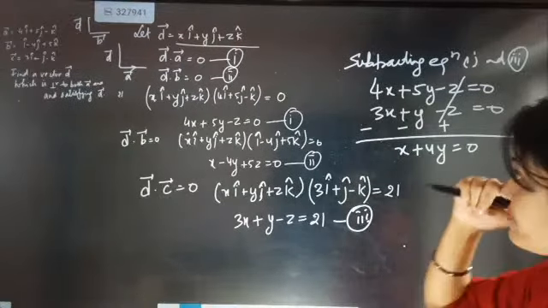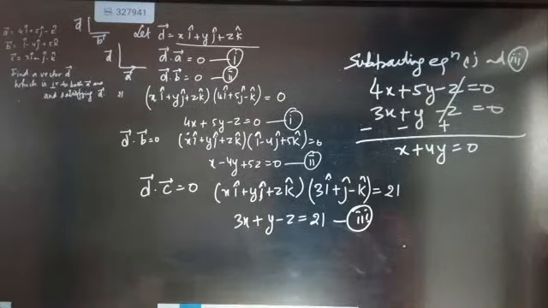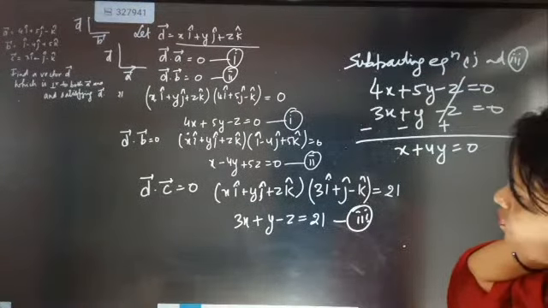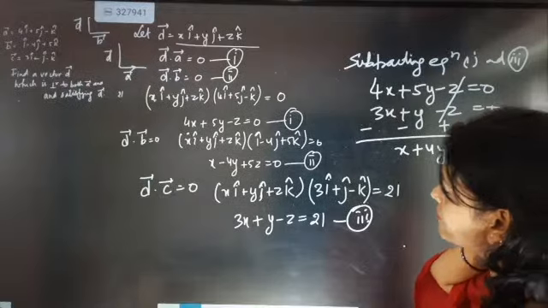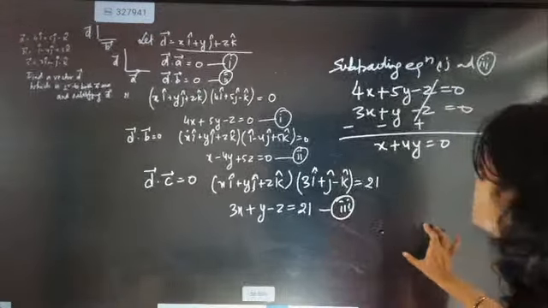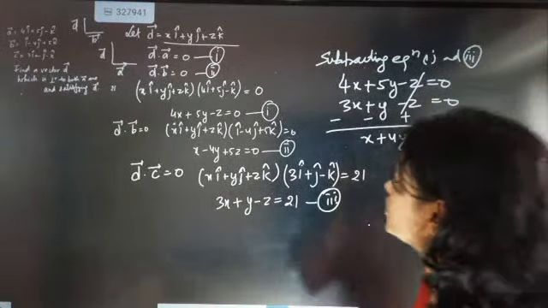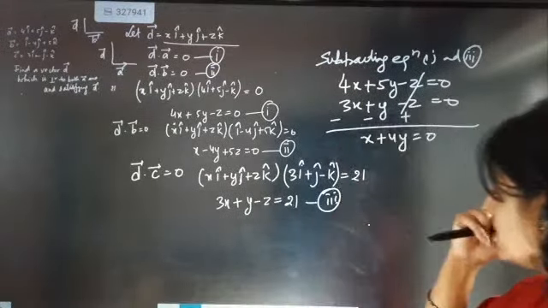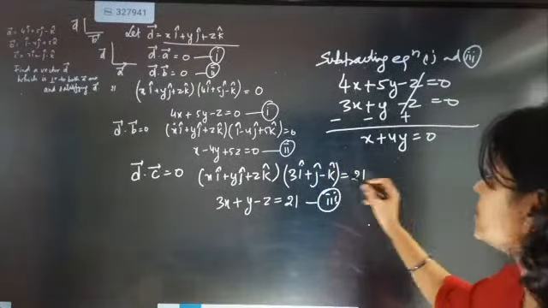Okay, so now we got x plus 4y. Anywhere x plus 4y is there, we will substitute. We didn't get it anywhere, so x plus 4y is there. Now one more equation, second and third, we are going to handle. So I am just going to use equation 2 and 3.